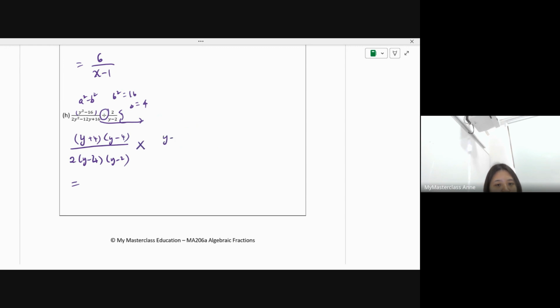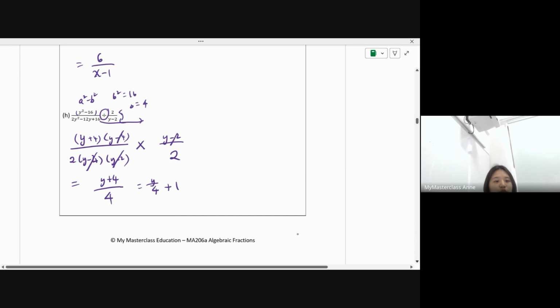I want them on the same line, and 2, because we flipped it already. Right, so y minus 1 and y minus 2 cancel. Y minus 4 and y minus 4 again cancel. On top, y plus 4 divided by 4. Okay for you? Over 4 plus 1 also can.